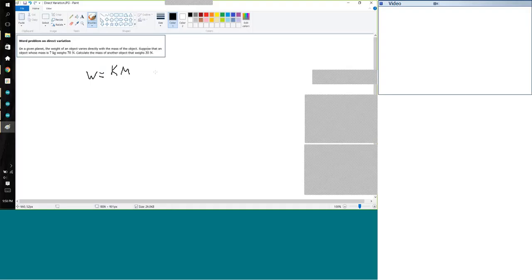Suppose that an object whose mass is 7 kilograms weighs 70 newtons. So what that tells us then is that when we have a mass of 7 times this K, the result is that we get this weight of 70 newtons. And I'm not going to get into the unit factors here. In order to solve for K, we can divide by 7 on this side and 7 on this side and find out that K is equal to 10.